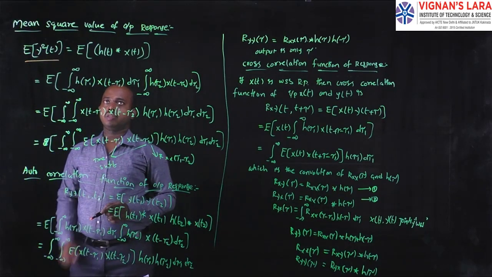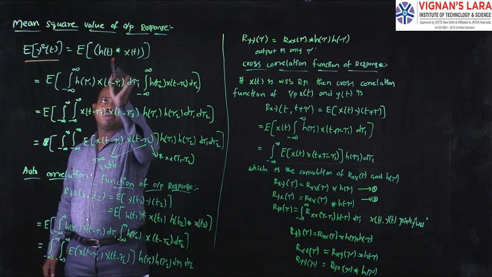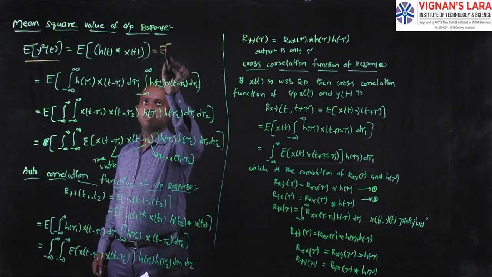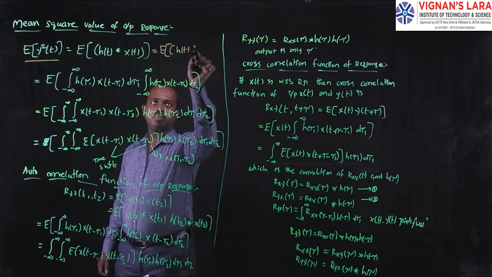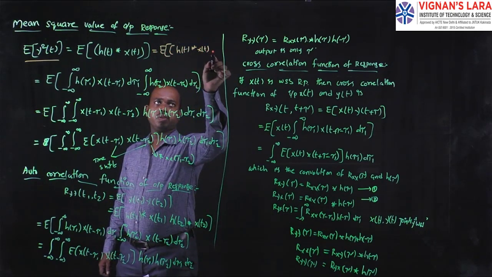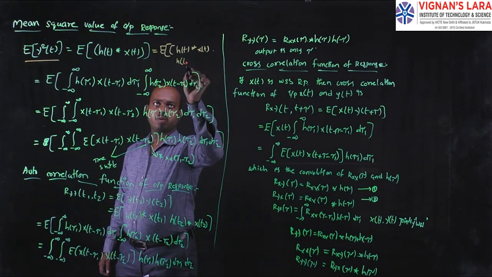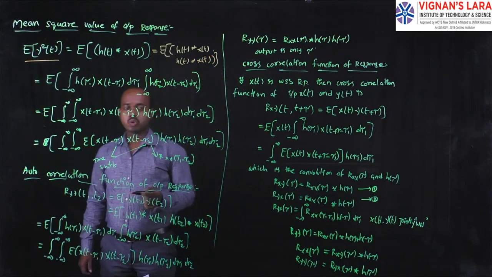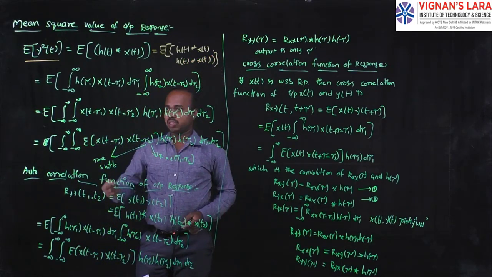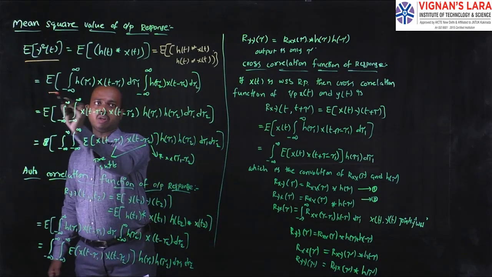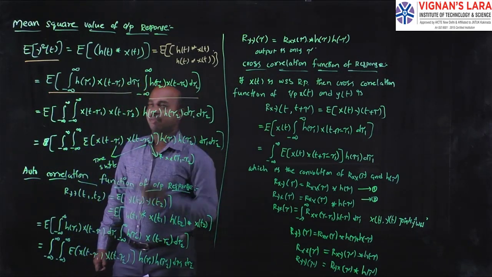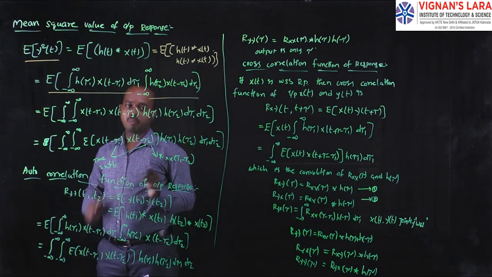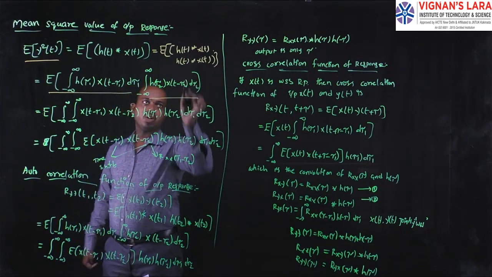Y of t is a convolution of h of t and x of t. Here you consider the square, so you write the expectation of h of t convolved with x of t, multiplied by one more combination, h of t convolved with x of t. This is how you take the mean square value. For that, I write the expectation of the first value and the expectation of the second value. The first one represents the convolution between h of t and x of t, one pair combination, and the second pair combination is also h of t and x of t.